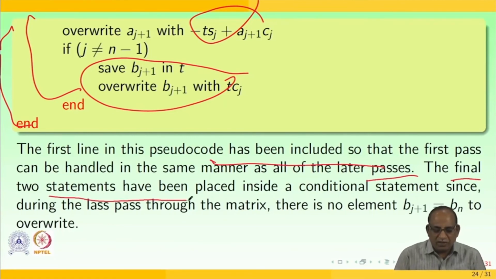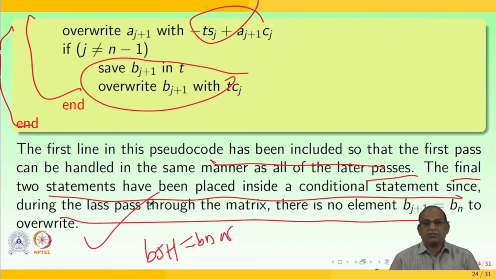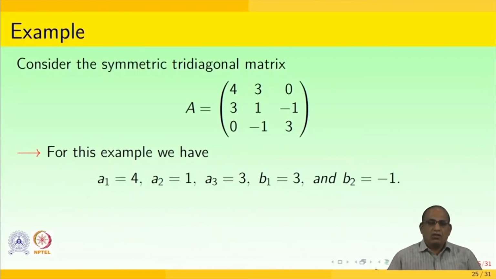The final two statements have been placed inside a conditional statement, since during the last pass through the matrix there is no element b of j plus 1, that is b of n, to overwrite. So after having had these terminologies, let us look at a few examples of how we could apply this matrix.